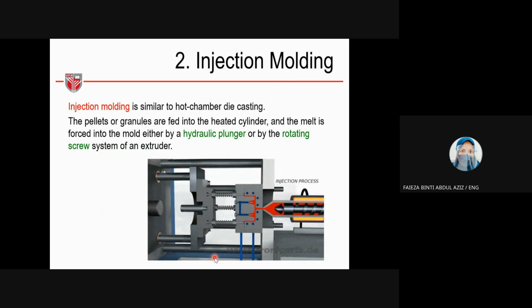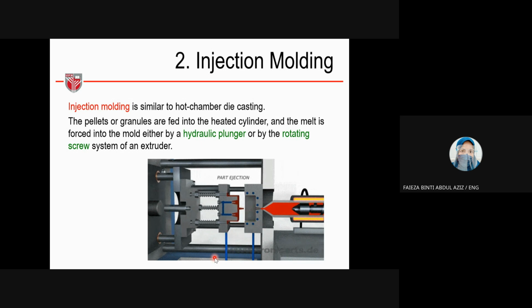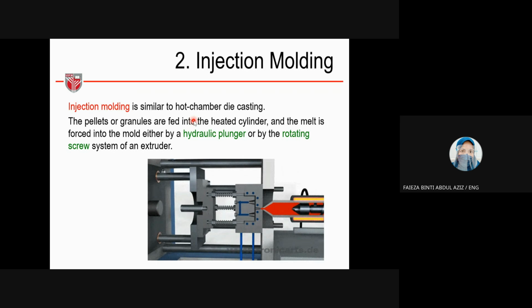Okay, next process is injection molding. Injection molding is similar to hot chamber die casting. The pellets or granules are fed into the heated cylinder, and the melt is forced into the mold either by a hydraulic plunger or by the rotating screw system of an extruder.